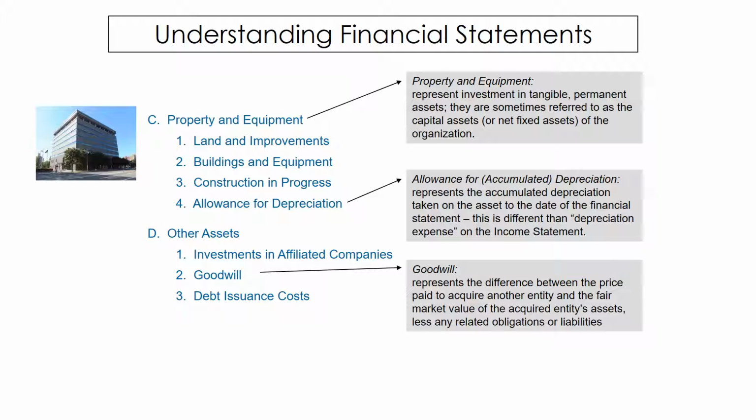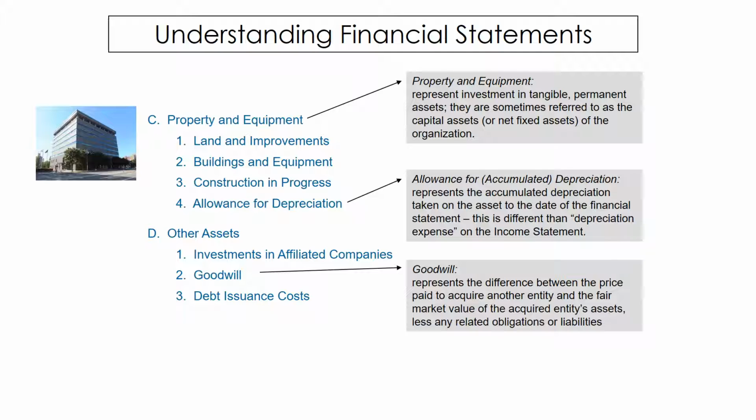Next, we have other assets. So these are investments in affiliated companies. Let's say we're an X-ray machine company and we have a small ownership in, I don't know, some other small company that we just like, and they came to us and asked for money. So we have a small investment in another company where we own part of them.